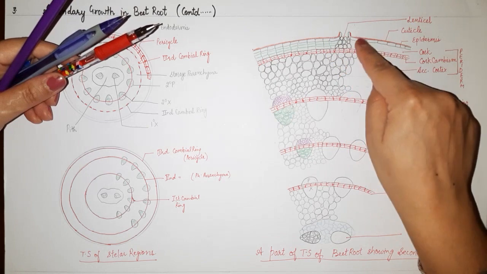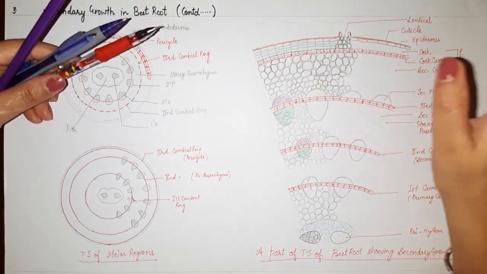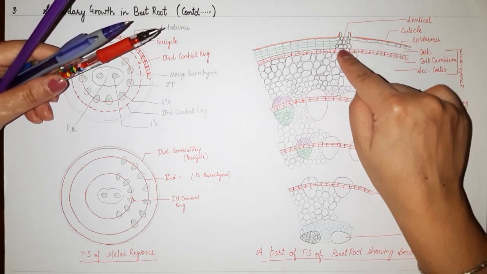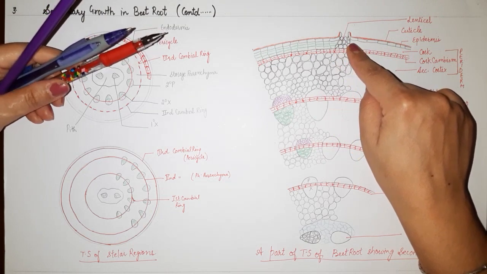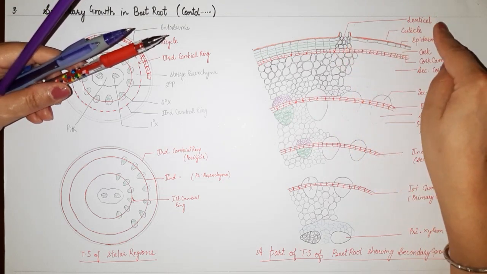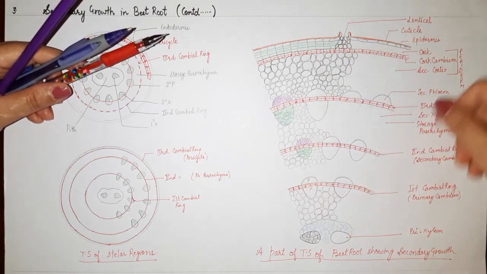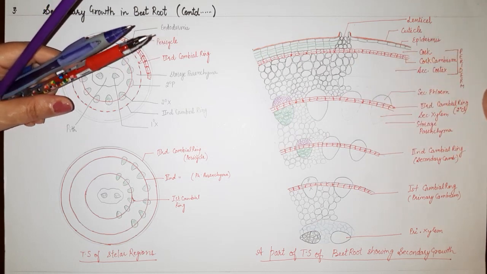Because of the internal pressure, the epidermis gets ruptured or it may be completely crushed. And at certain places, this cork cambium cuts off parenchymatous cells having abundant intercellular spaces. This region is called lenticell and it is meant for gaseous exchange. So this is the overall structure of the secondary growth in beetroot.